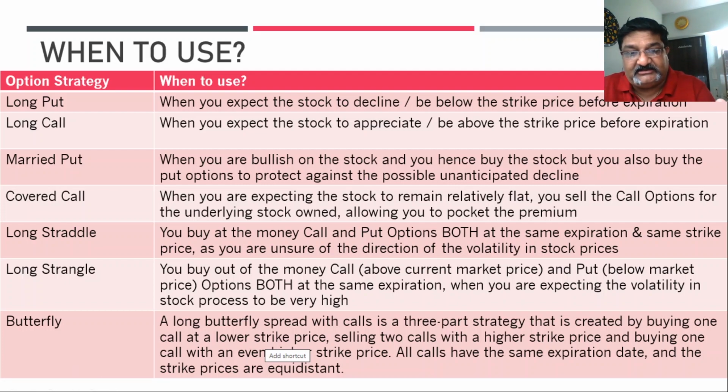This is a cheaper strategy. So you can make a lot of money because of excess volatility, and your cost of setup is also cheaper. So when you want a higher volume of profits and when you're expecting higher volatility is when you enter into a long strangle position.